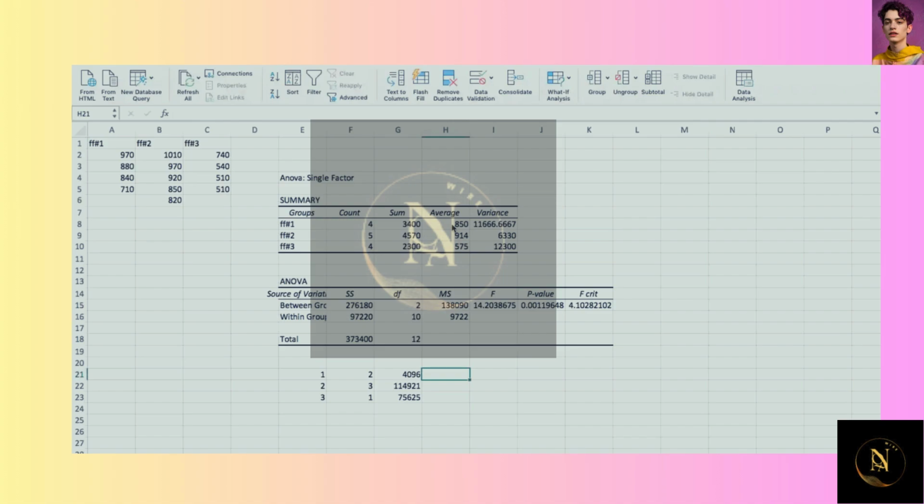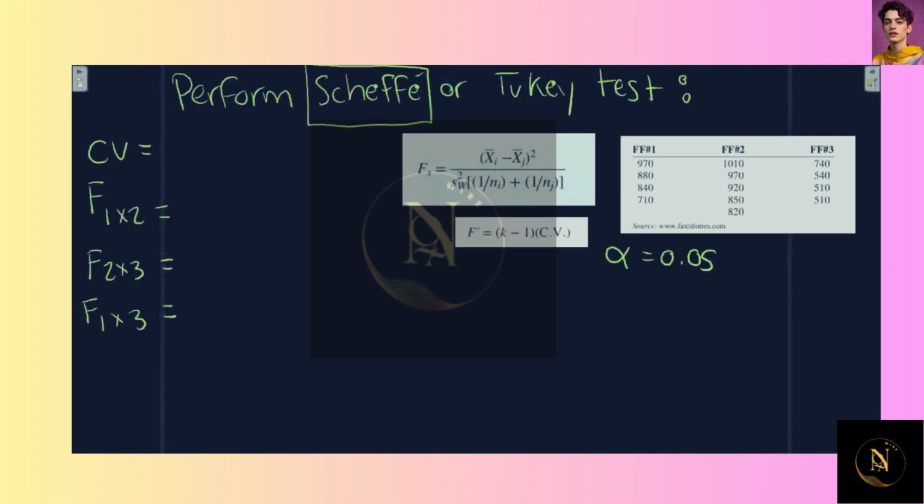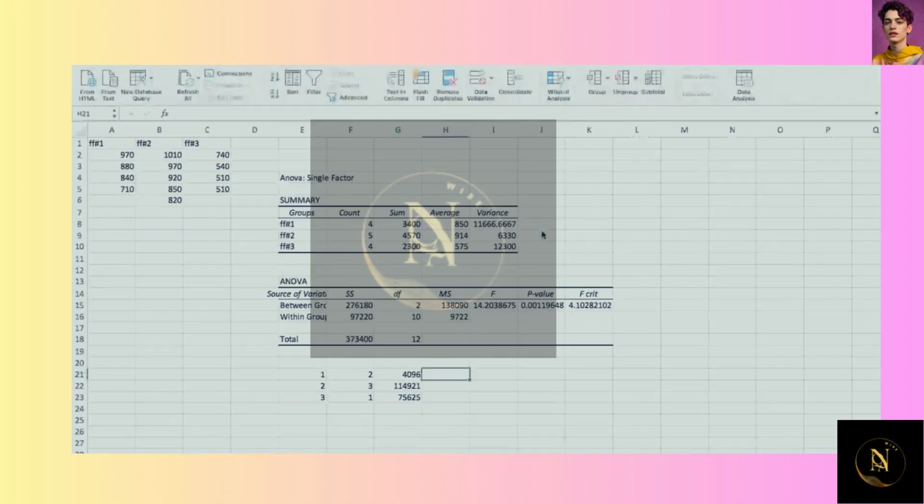And for our denominator portion, we already have our mean squared within groups, so we don't need to calculate that. What we need to calculate is this other portion with the sample sizes. So let's go ahead and do that. So it's going to equal 1 over sample size of restaurant 1, and add that to 1 over sample size of restaurant 2. And we're going to do that for all of them.